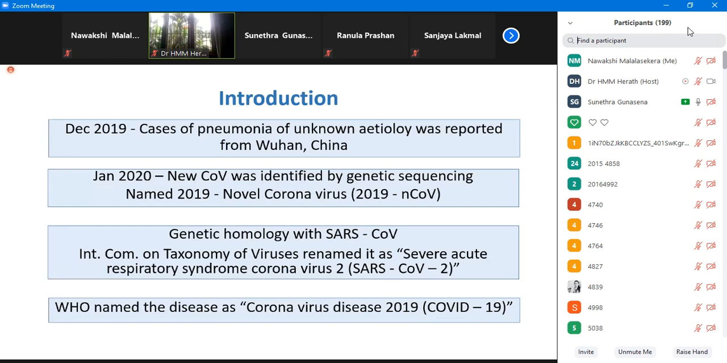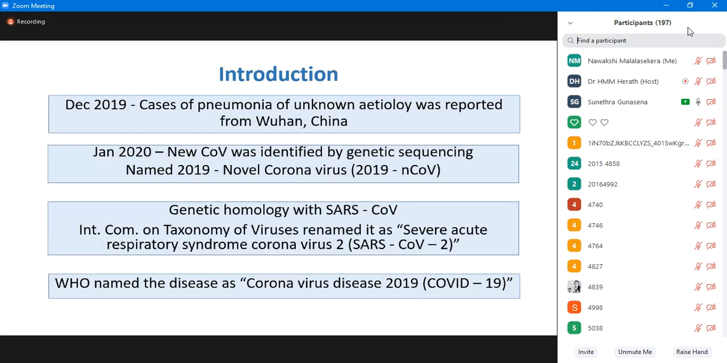The genetic homology studies found that the novel coronavirus was not identical to the SARS coronavirus, but has a high degree of genetic homology. Therefore, the International Committee on Taxonomy of Viruses renamed it as severe acute respiratory syndrome coronavirus 2 or SARS-CoV-2. Following the renaming of the virus, WHO renamed the disease as coronavirus disease 2019 or the famous COVID-19.